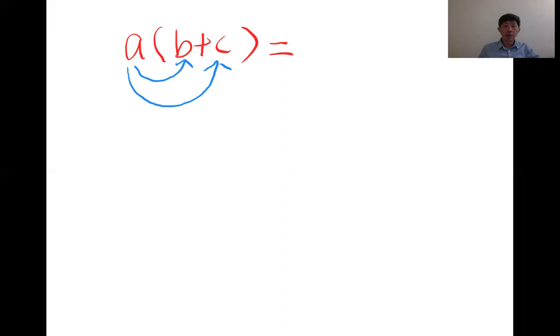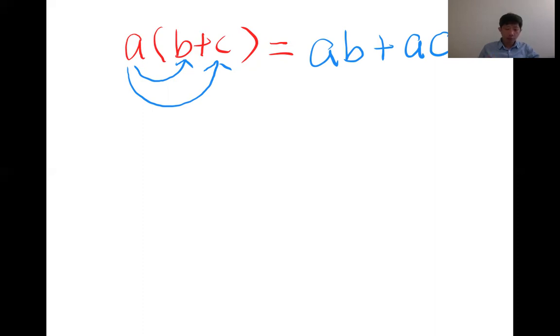Now, the distributive property. Remember that with the distributive property we have a times b plus c, which is equal to a times b plus a times c. So therefore, we get ab plus ac.